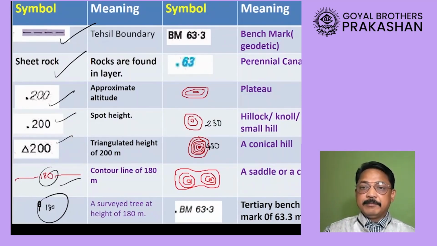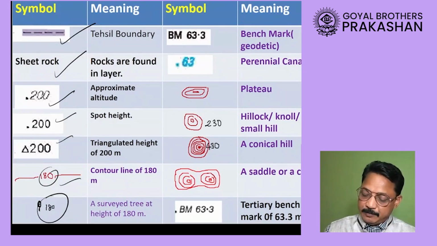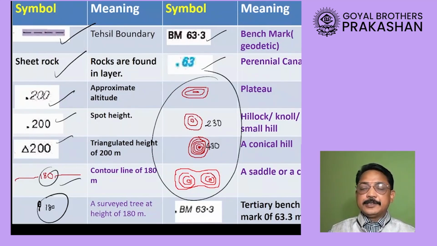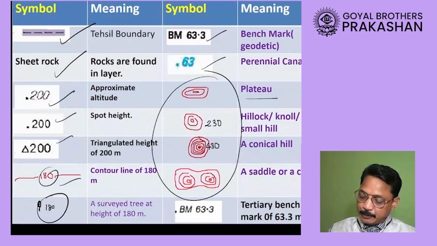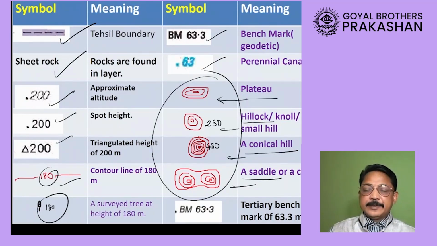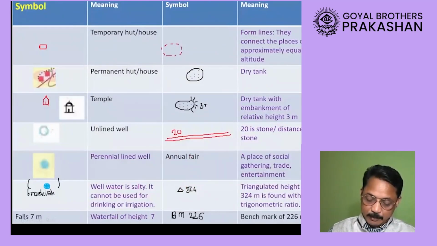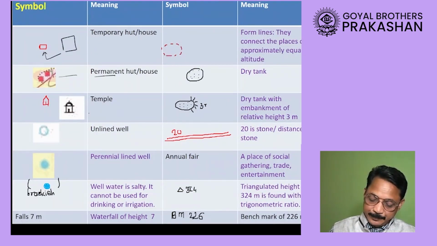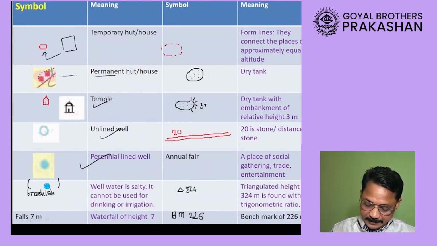As we go further in the topography lectures, you will find some numbers like BM 63. I will explain, dear students, all these symbols in detail. What is a plateau, what is a hillock, what is a conical hill, what is a saddle. These are the symbols, and as I said, we will be seeing all of them in detail step by step. Then we have a few more symbols. Temporary hut, where it will be only an outline shown in red color. Permanent hut, then a temple. Unlined well, lined well. These will be explained in detail.